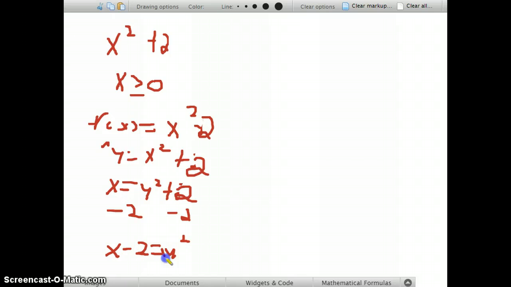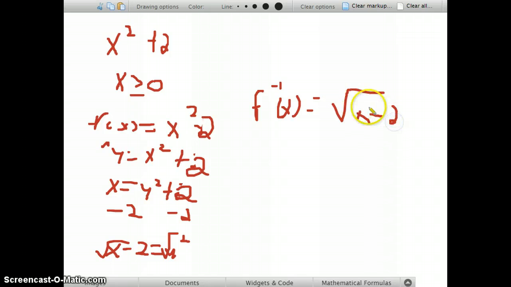So what I'm going to do on both sides is find the square root. So in other words, f negative 1 of x is equal to the square root of x minus 2. I can also try plugging this in as well. When I do f of f negative 1 of x, that would also equal out to x. So I don't really need to do that here.